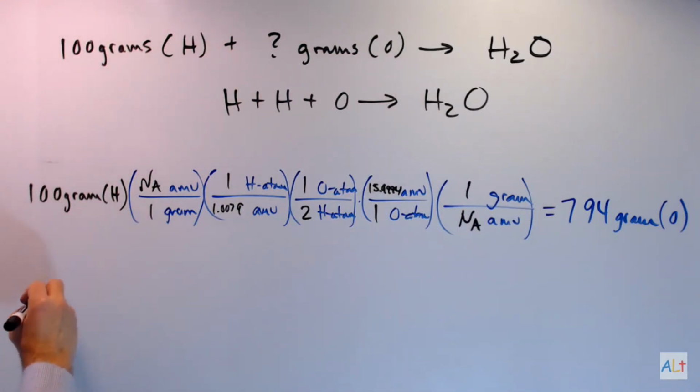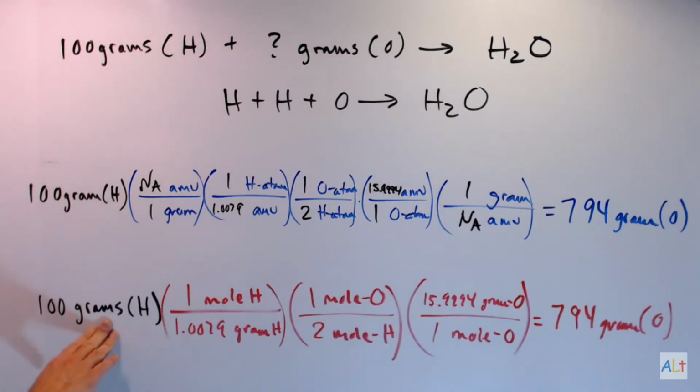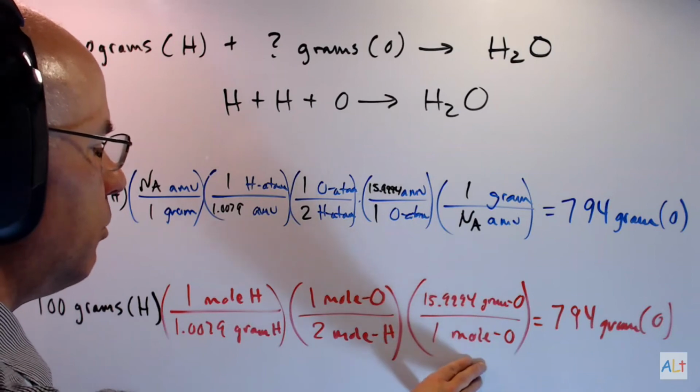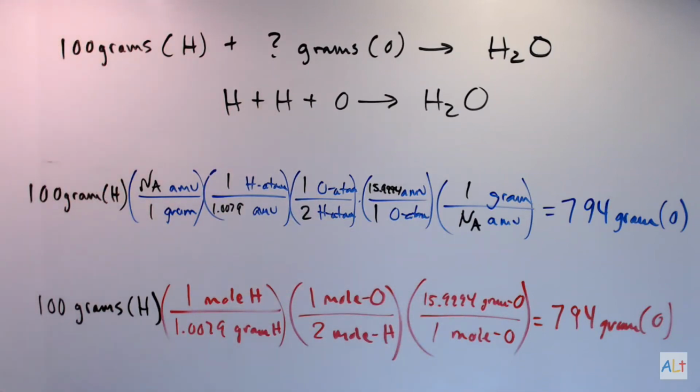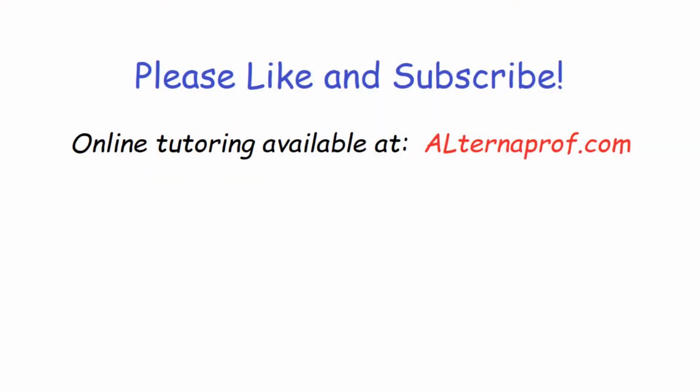Now let's try this again with moles. We start out with 100 grams of hydrogen atoms. We multiply by this term to find out how many moles of hydrogen atoms we have. We multiply by this to find the number of moles of oxygen atoms we need. And then we multiply by this to see how many grams of oxygen that is. And you can see the calculation is the same. 100 times 15.9994 divided by 1.079 times 2. So I hope you can see that while moles may be confusing at first, they can certainly help to make calculations easier. Thank you very much for watching.